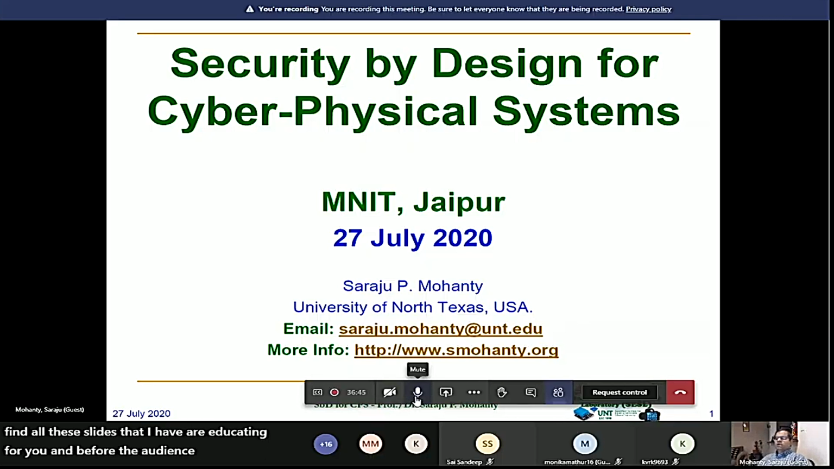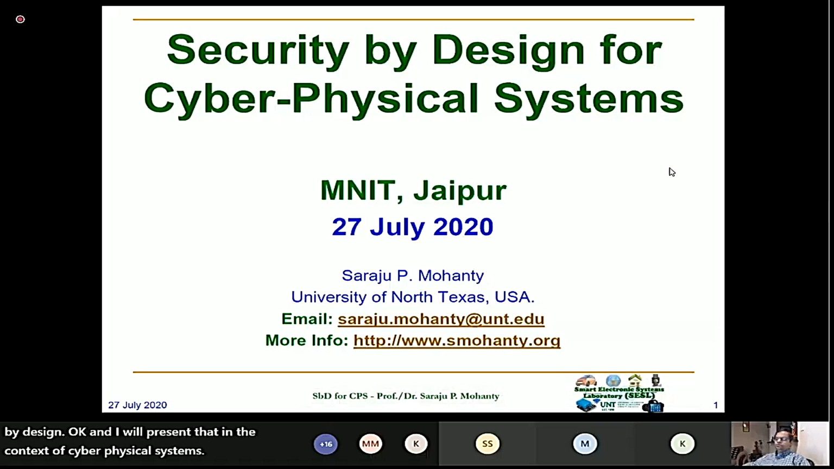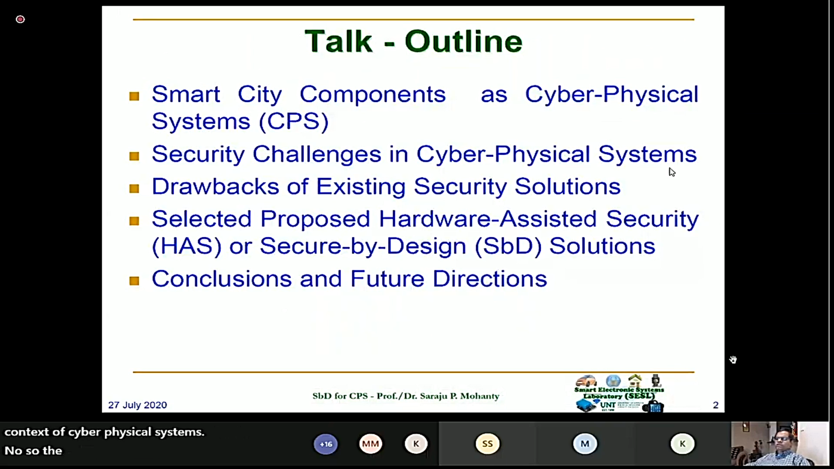So what we'll talk about here today is a concept called security by design, or secure by design. I will present that in the context of cyber physical systems. The outline of the talk is like this. We'll discuss what a cyber physical system is, a component of smart cities, which I'll propose as a top-down view.